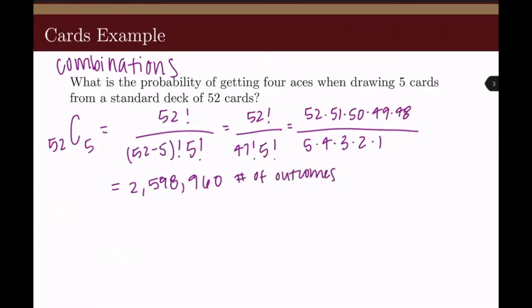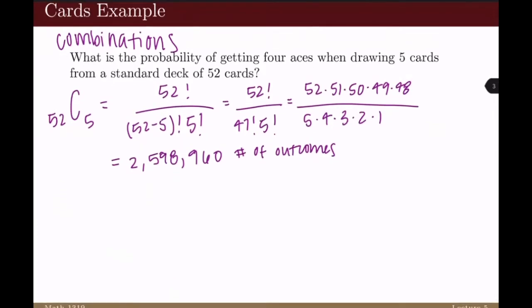Now we need to figure out how many events we have. So we want 4 aces. If I have a hand of cards, I'm going to draw you a little picture. I have 5 cards, 1, 2, 3, 4, 5. I want 4 of these to be aces, and it doesn't matter which ones, so you can just randomly assign the suit. We don't care about the order of the aces.